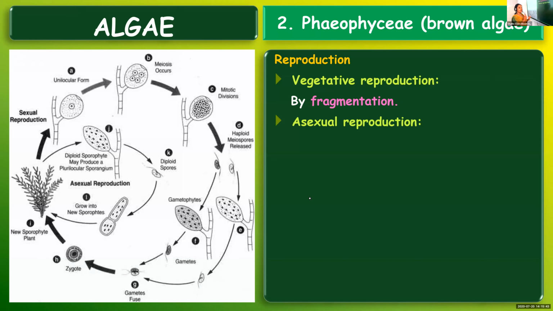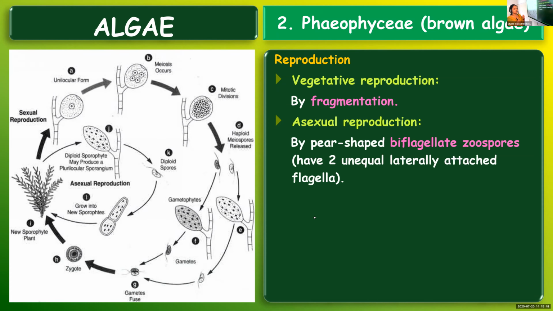Now moving on to asexual reproduction. Asexual reproduction takes place by means of spores. You call them zoospores, and these zoospores are biflagellated. From the term itself, you will understand biflagellated means they are provided with two flagella, which helps them to move. Are they motile or non-motile when flagella are present? Motile. They are capable of movement.